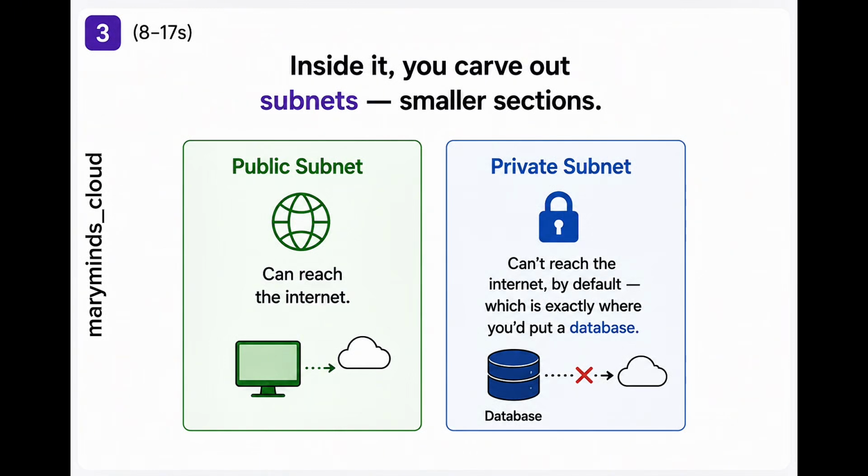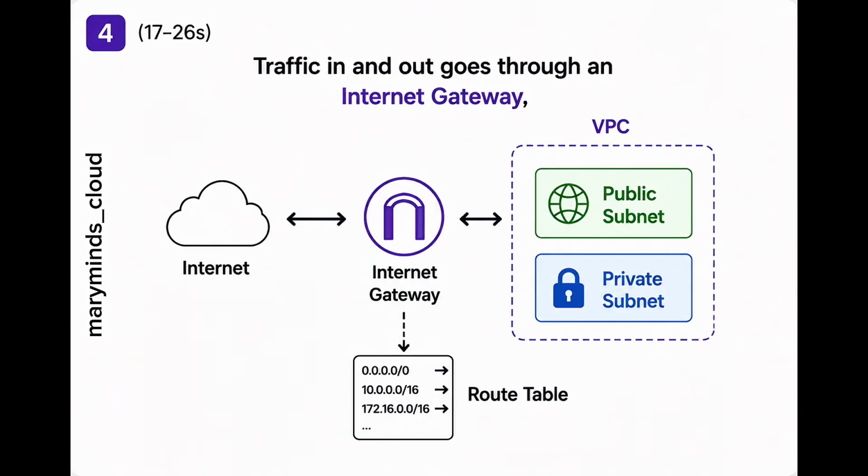Now, what about sensitive resources? Those go into a private subnet. A private subnet cannot directly reach the internet. They're perfect for databases, internal APIs, and backend services. Even if someone attacks your public server, your database is hidden away safely inside the private subnet, and that's a huge security advantage.